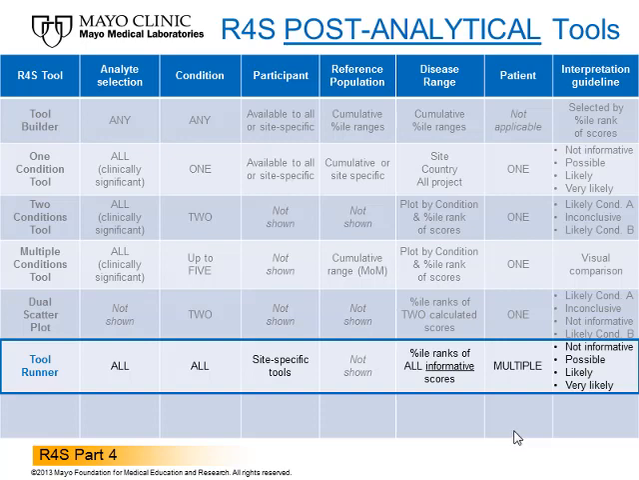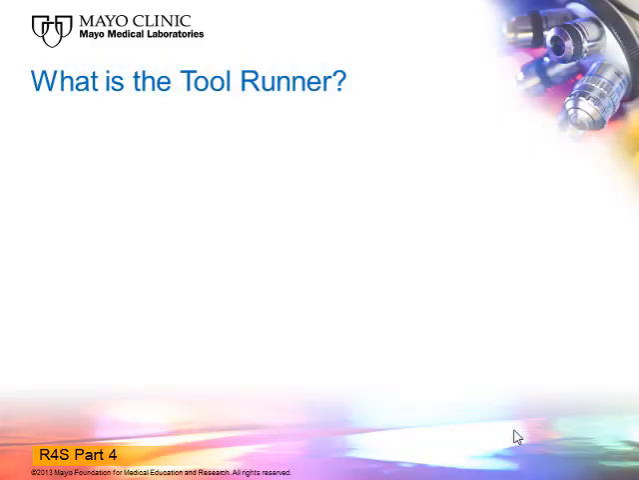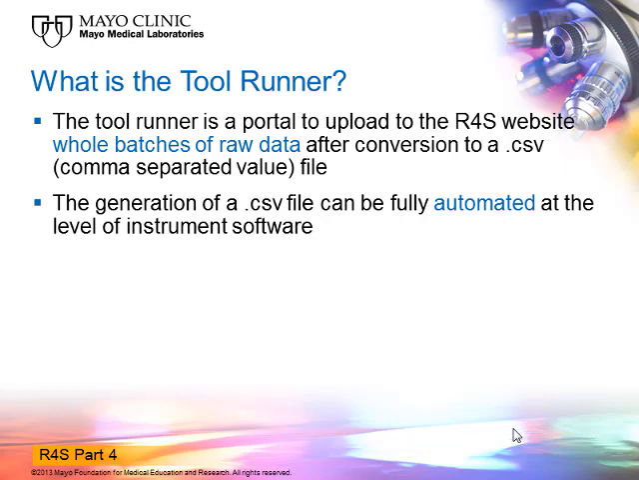This tool allows the simultaneous evaluation of all conditions with an active tool for multiple patients in any number from a few to thousands, typically one 96 well plate at a time. What is a tool runner? The tool runner is a portal to upload to the R4S website all batches of raw data after conversion to a CSV or comma-separated value file. This type of file can be generated routinely and automatically by virtually any operating system of commercially available tandem mass spectrometers and also most types of laboratory instrumentation.